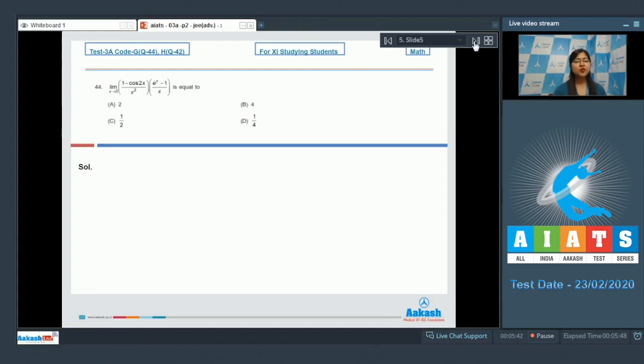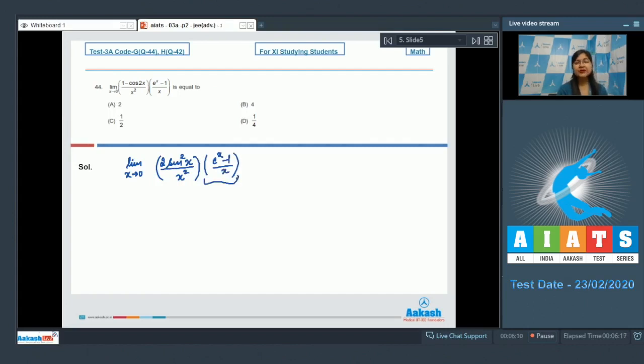Next is question number 44, which says limit x tending to 0, (1 minus cos 2x) divided by x square into (e raised to the power x minus 1) upon x is equal to. So we have limit x tending to 0. 1 minus cos 2 theta can be written as 2 sine square theta, that is 2 sine square x divided by x square into (e raised to the power x minus 1) upon x.